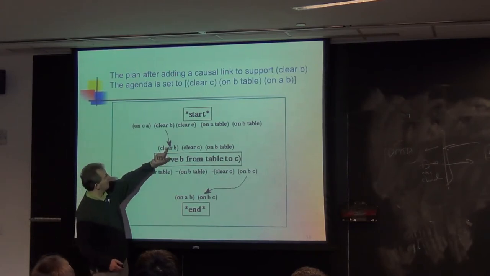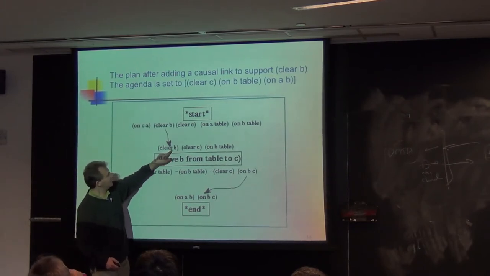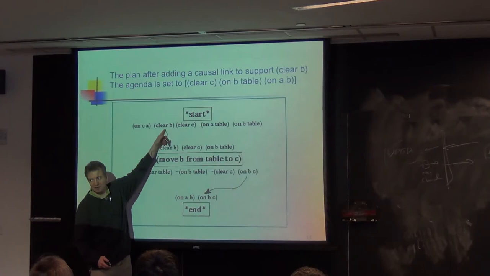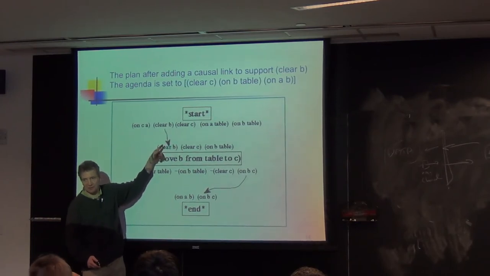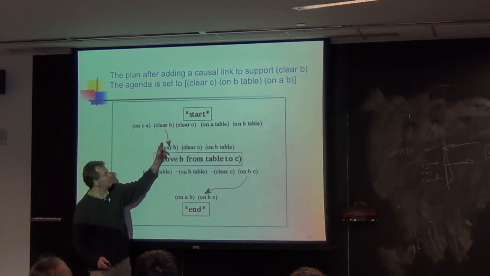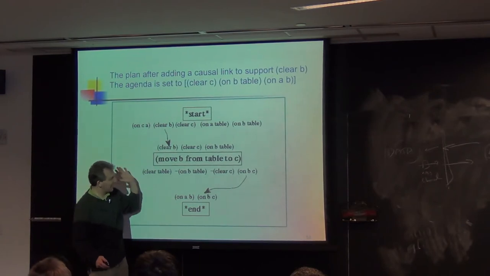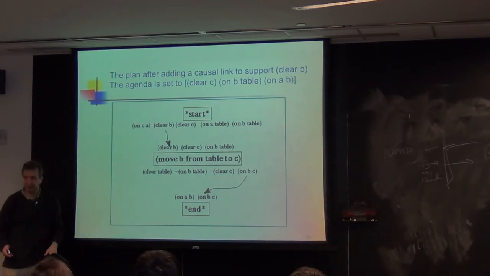If I pick this one, I say, oh, clear B. Hey, I already have to do this. So all I have to add is the causal link. I don't have to add an action for this. You know, if this is not satisfied, basically. But this is satisfied. So I pick that. I'm all good. Didn't have to add an action there.